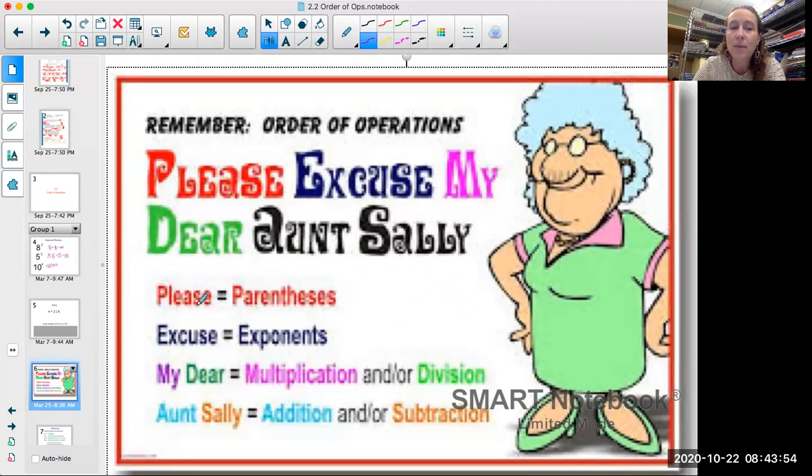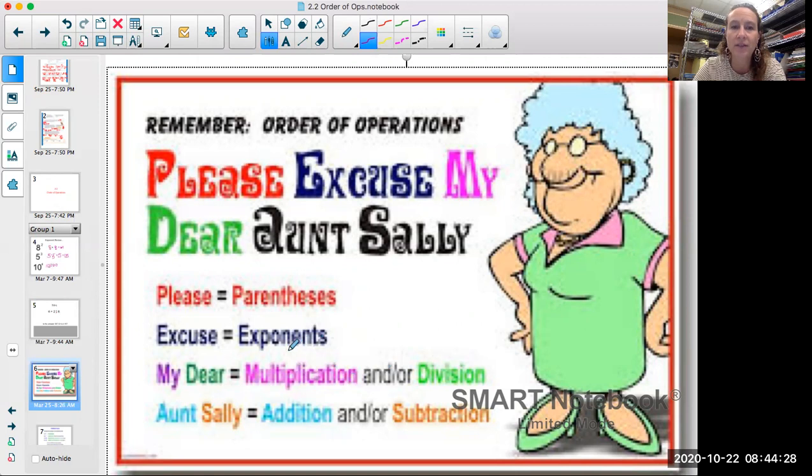The P for please is the P for parentheses. That means we do the parentheses first. The excuse is the E for exponents. That means we do the exponents next. My dear is for multiplication and or division. We use them at the same time, whichever comes first. So if it's only multiplication, we use multiplication. If it's only division, we use division next. If they're both in there, we use whichever one comes first.